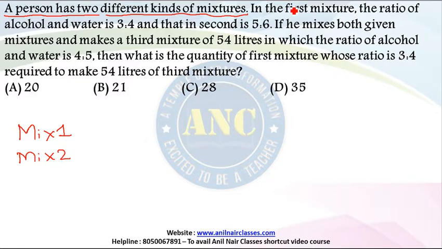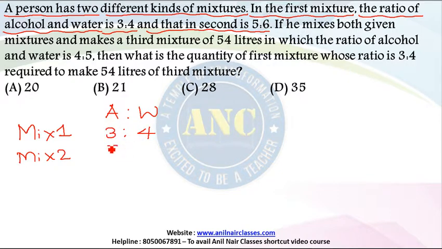This is my first statement. In the first mixture, the ratio of alcohol and water is 3:4, and that in the second mixture is 5:6. Alcohol and water in the first mixture is 3:4. Second mixture, the ratio is given as 5:6. These are the two statements. Whatever is given in the English statement, I have converted to mathematical statement.